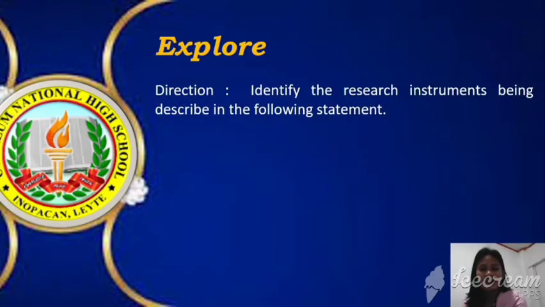The direction is to identify the research instruments being described in the following statements. What you are going to do is scan your learning activity sheets which I gave you together with this video lesson, and then scan for the answers there after I present the statement. So I'll present the statement, then you will give the answer.